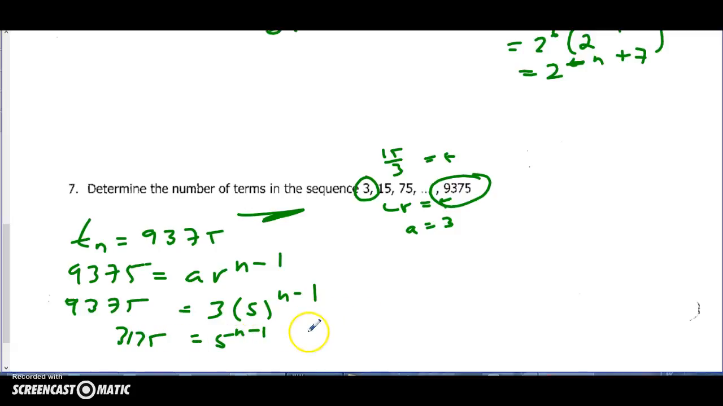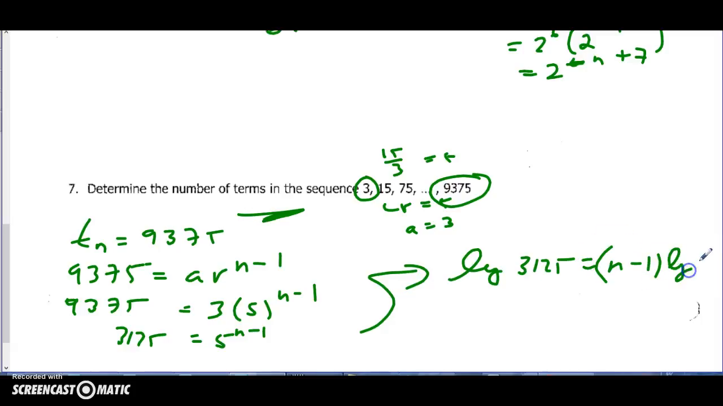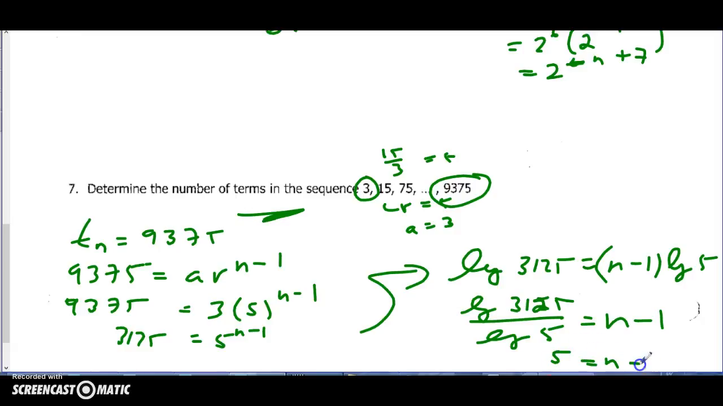So now I've got some logs. You can use the logs here. I can remember the logs from last unit. So I can go log 3,125 is equal to n minus 1 times the log of 5. And I go log 3,125 over the log of 5 is equal to n minus 1. And I throw that in a calculator, and I find out that this is equal to 5. So 5 is equal to n minus 1. Bring that 1 over, and n is equal to 6. So this is the 6th term. n is equal to 6.